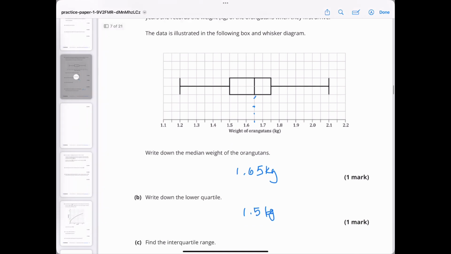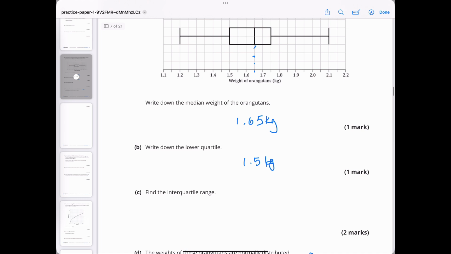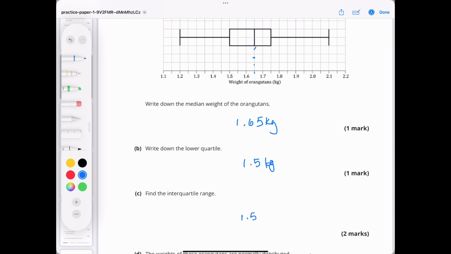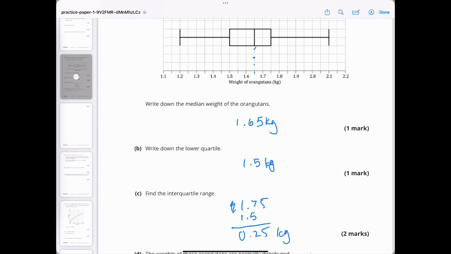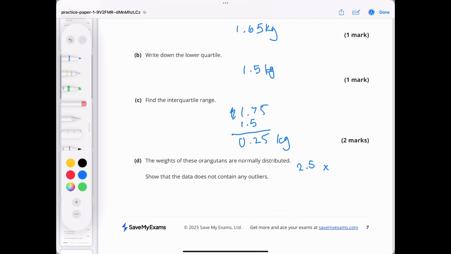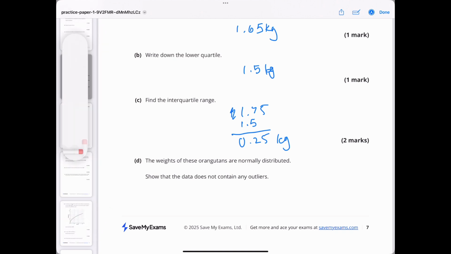And then the interquartile range is between 1.5 and 1.75, which means it's 0.25 kilograms. And now, the weights of these orangutans are normally distributed, so show that the data does not contain any outliers.